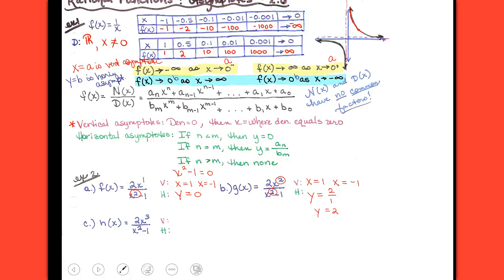And again, they might try and trick you by turning that around and giving you something like negative 1 plus x squared or something like that. It's not always the number that's out in front. All right, look at the next one.